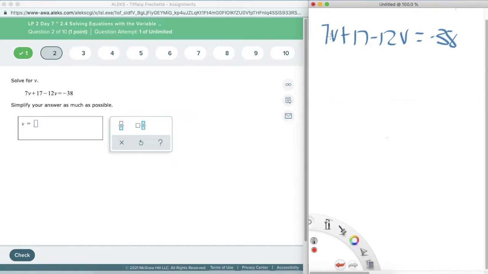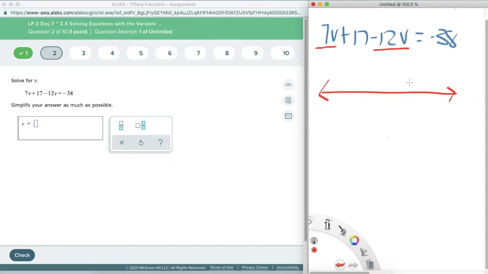This is how we have to leave it for now. Same thing with 12 and v. Or addition and subtraction that we can deal with, meaning, are there some like terms we can combine? In this case, I have 7v and negative 12v. They both have a v, which makes them like terms. So we want to go 7 minus 12.